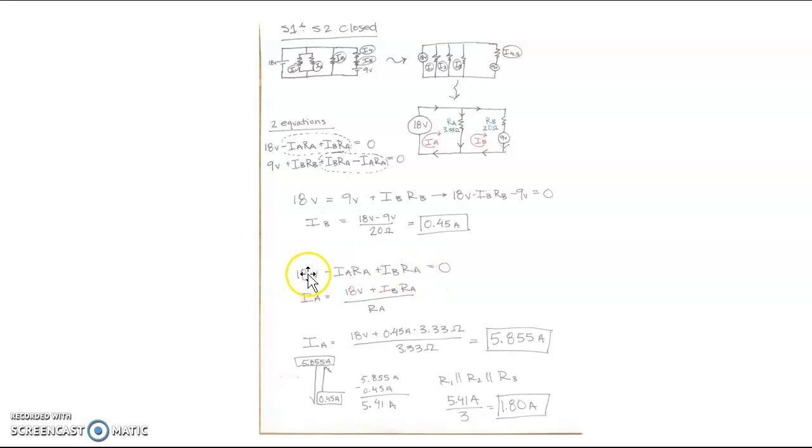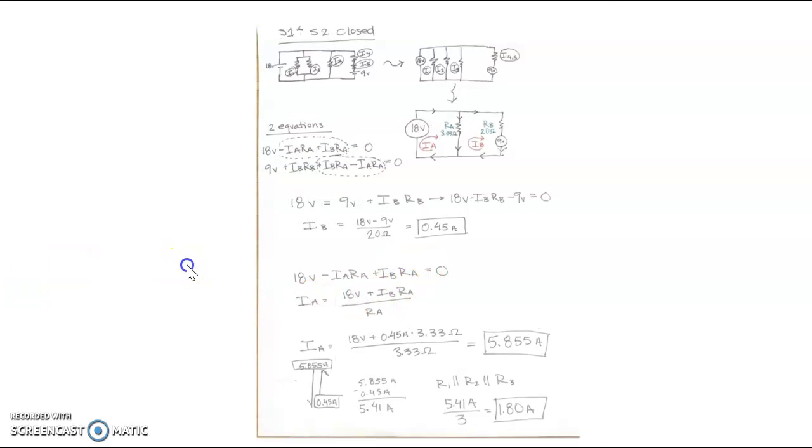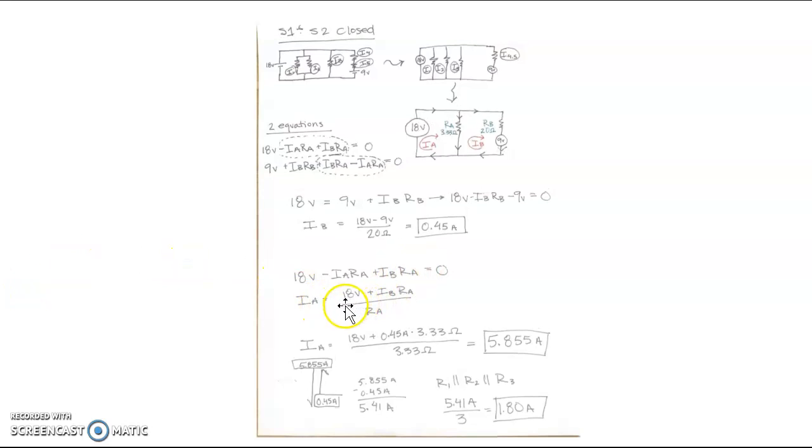So IA, I could plug in my IB for IA. Well, here, this is what I did. I returned to this equation that I had up here. I rearranged it to get IA by itself. And now I knew what IB was, so I could plug that in to solve for IA, which is 5.855. And then I knew I could just subtract the difference, and then divide it by 3 to get the amps per current. So anyways, 5.855 amps is what I got.